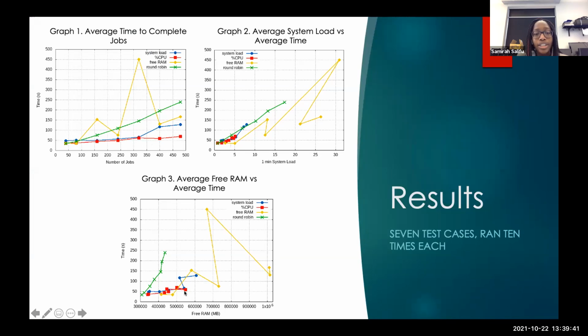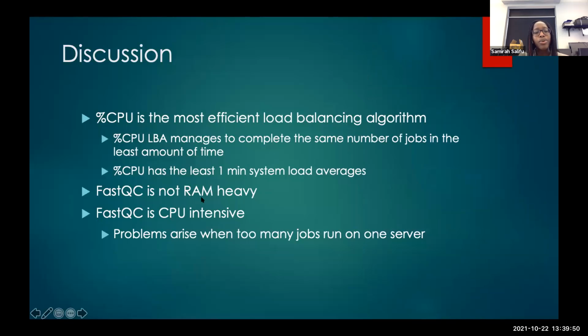And while free RAM isn't exactly a good indicator for the FastQC job, because as you see, the next bullet point is that FastQC is not RAM heavy. And so like I said, for test cases 1, 2, and 7, it sent all of the jobs to server 2. So that just means that FastQC doesn't really impact RAM that much. And so the free RAM load balancing algorithm isn't really a good algorithm to use for this FastQC job.